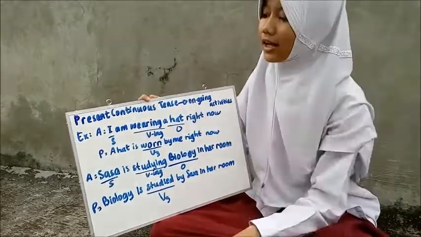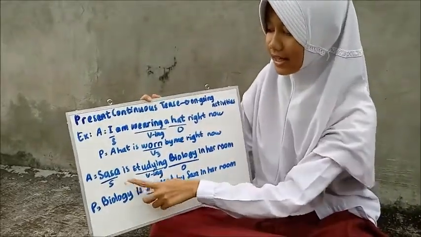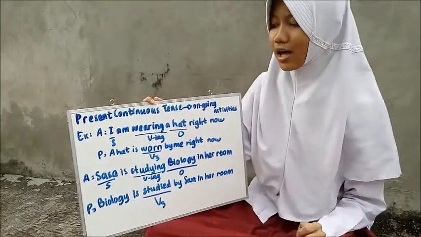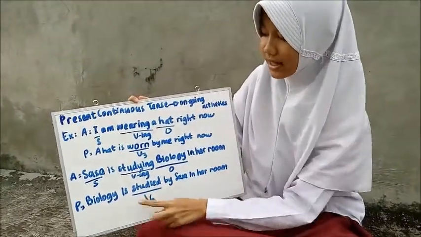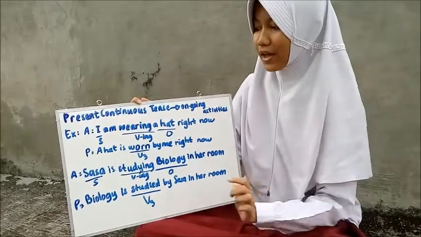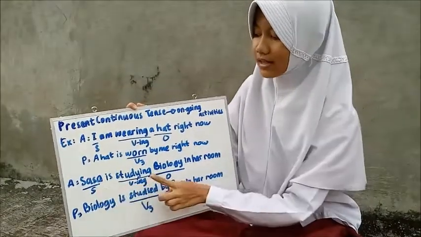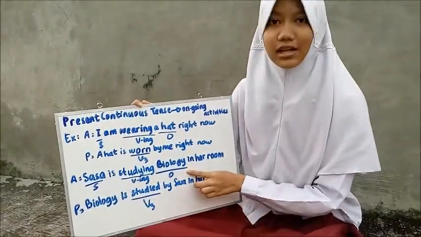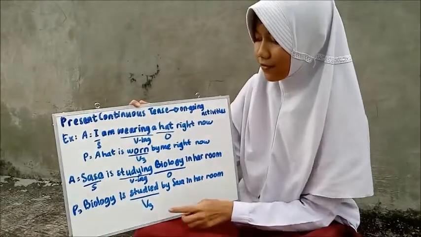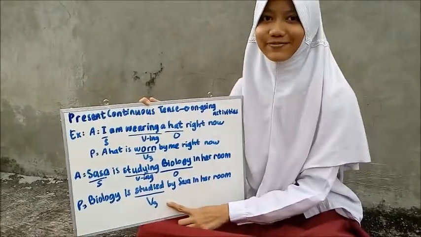Next, the active voice is: Sasa is studying biology in her room. For the passive: biology is studied by Sasa in her room. Sasa is the subject, studying is verb-ing, biology is the object. For the passive, studied is verb 3.